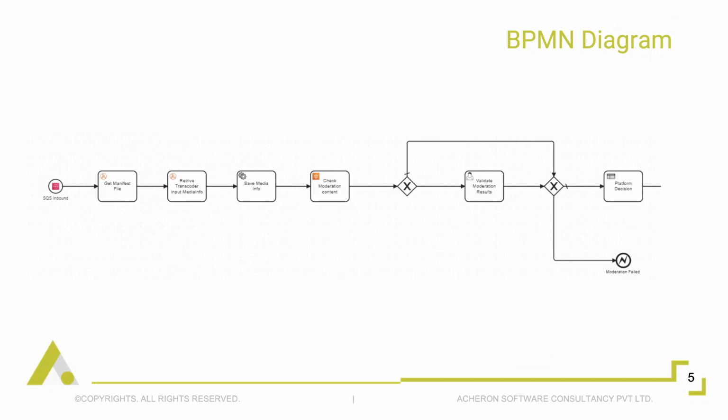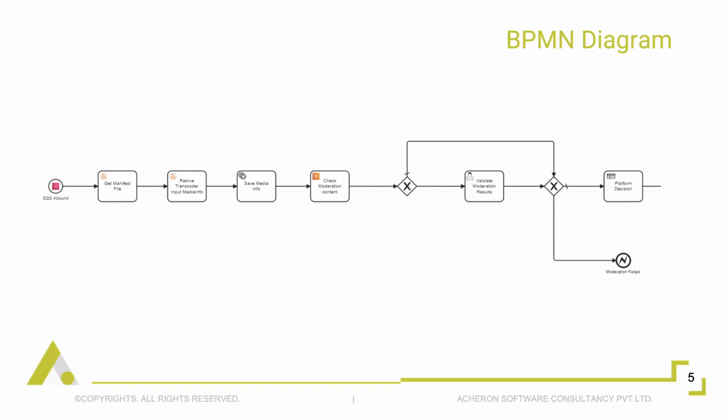This is the BPMN diagram that we have designed inside the media workflow. As we can see that here we are using a SQS inbound connector for triggering the process whenever we upload the manifest file into the S3 bucket, so it will be able to trigger the simple queue service. As a result, the process instance will be triggered inside the ZB.